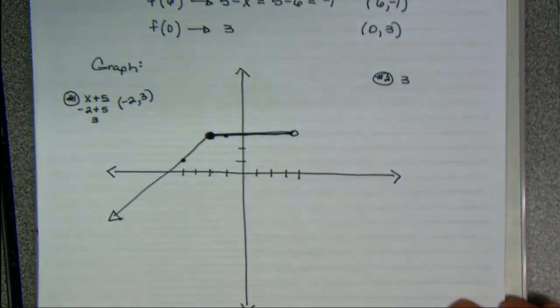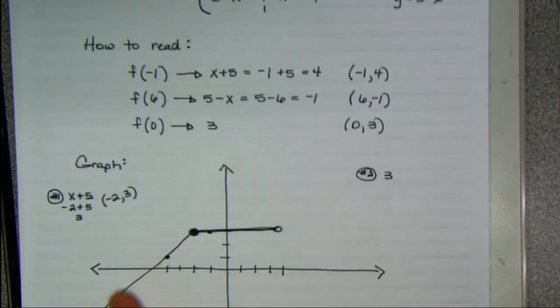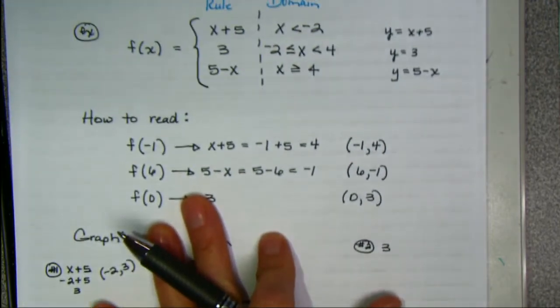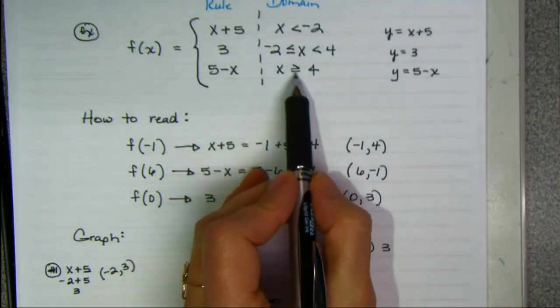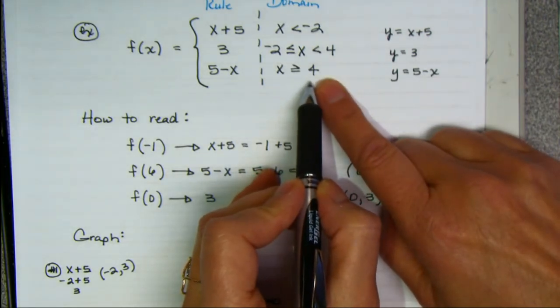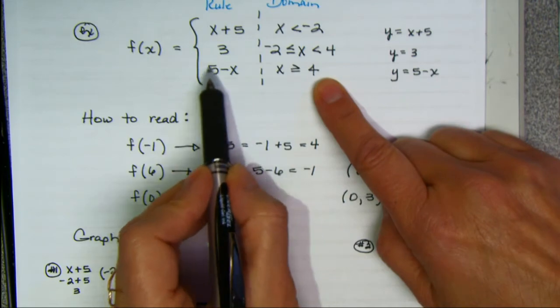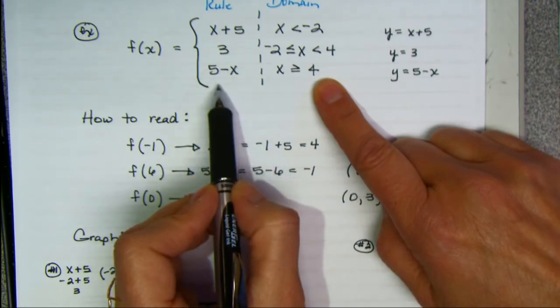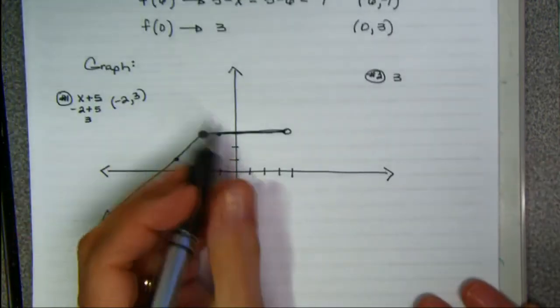So here's my second piece. What type of line is that? Horizontal. What is the slope of a horizontal line? 0. Now we're going to look at when x is greater than or equal to 4. So now it can be equal to 4. Let's see what happens when I have an input of 4. If I input 4 using this rule, what is my output? 1.